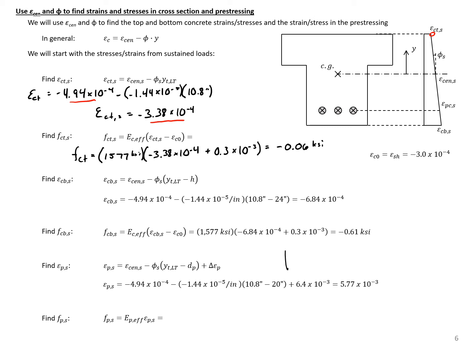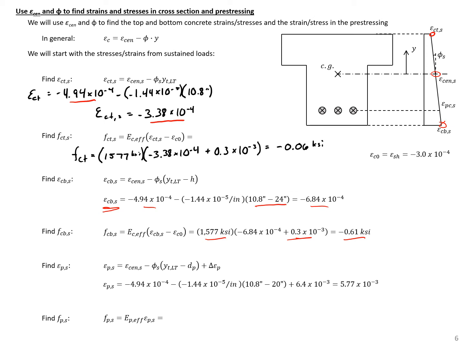So we can do the same thing for our bottom strain. Note that the distance between the centroid and the bottom should be negative here. So we'll have a larger strain than at the centroid, which is what we would expect. So we find the strain at the bottom, and we can take that times the modulus after we take out the shrinkage strain. So we'll get a stress in the bottom fiber from the sustained loads equal to 0.61 KSI.